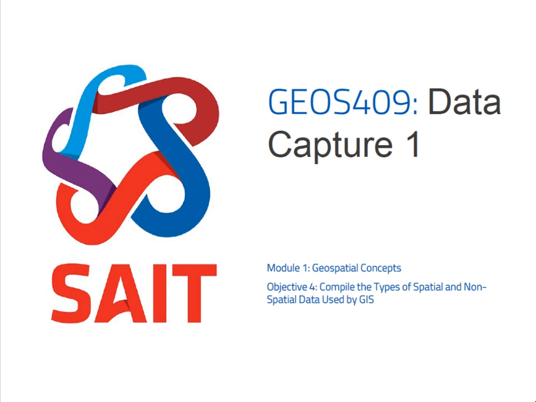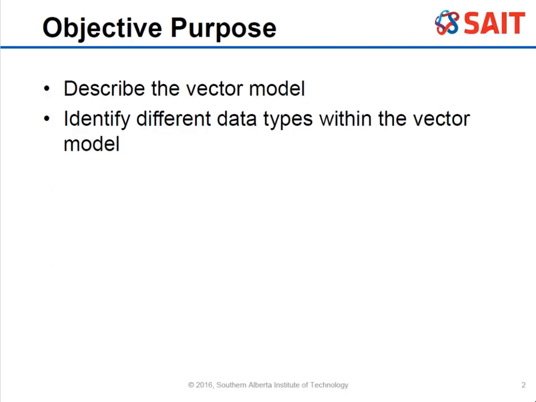All right, welcome to our next video for Module 1, and it is for Objective 4. So now we're starting to look at different types of data that we use in GIS. This particular lecture is looking at the vector data type to be specific, being able to identify it and understand how it comes together to create a map.